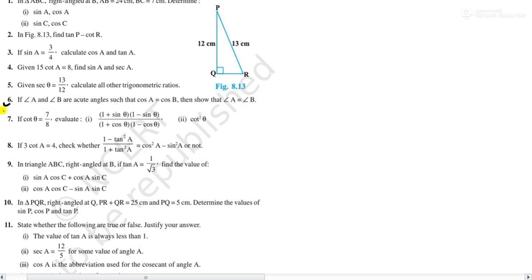Okay. So here they have given, if angles A and B are acute angles such that cos A equals cos B, then show that A and B are equal. So let me again write, let this be A and this be B. Why can't you take this as B or A? Because both of them are acute angles, and acute angles means the angle is less than 90 degrees, not equal, less than 90 degrees. So A and B either can be here or here.